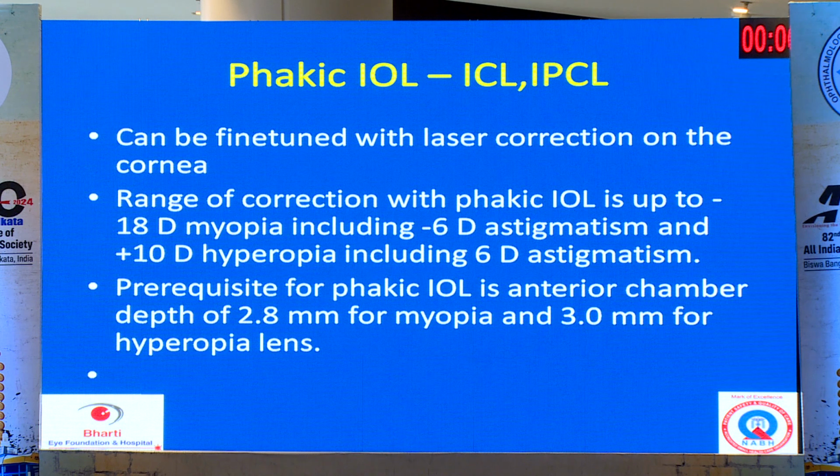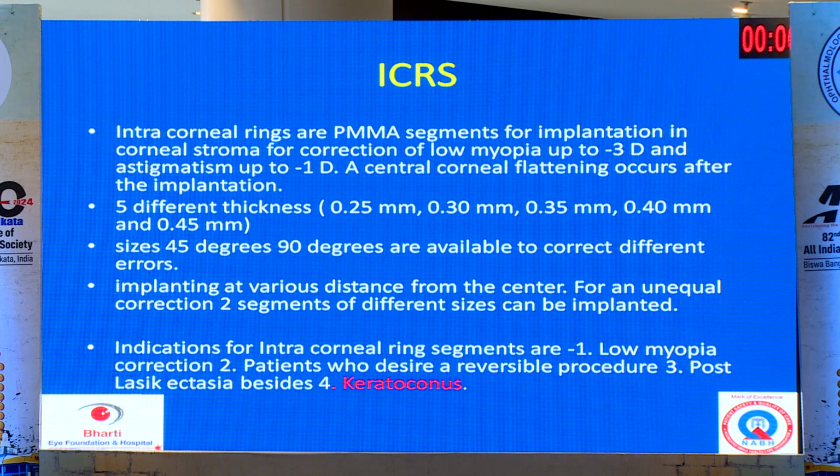The range of correction with IOLs is also very high. You can have minus 18 to 20 diopters of vision correction, or 10 diopters of hyperopic correction with ICL, and you can get an IPCL made customized to your patient's need, size and power, and that is again very, very easy to procure. In about 15 days to a month's time you can get the customized phakic IOLs.